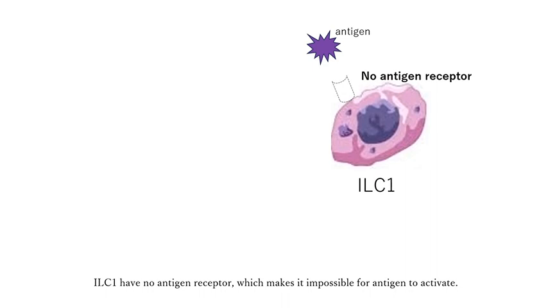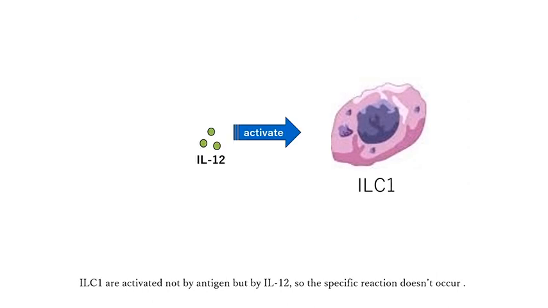ILC1 have no antigen receptor, which makes it impossible for antigen to activate. ILC1 are activated not by antigen but by IL12, so the specific reaction doesn't occur. As a result, no antigen receptor on ILC1 leads to earlier innate immune response.